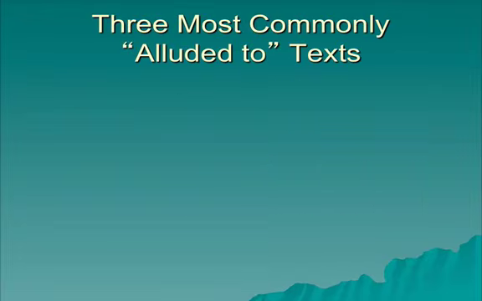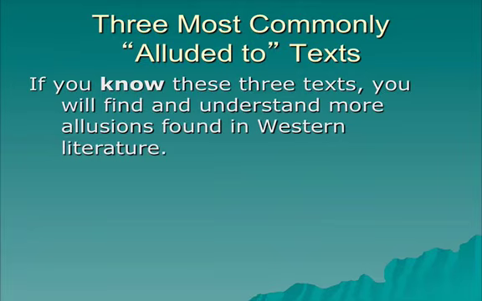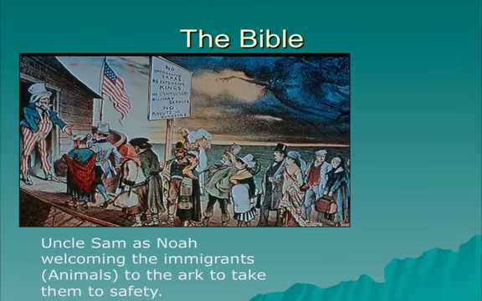All right, let's talk about the three most commonly alluded to texts. If you know these three texts, you will find and understand more allusions that are found in Western literature. The first one is the Bible. The second is Greek mythology, or the Odyssey specifically. And the third one is Shakespeare. Let's take a look at some examples.